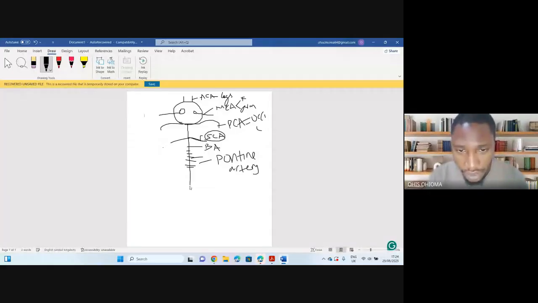And then when you get to this point, what I want you to do is draw an inverted V. So you draw an inverted V here. V stands for vertebral arteries. So these are the vertebral arteries.